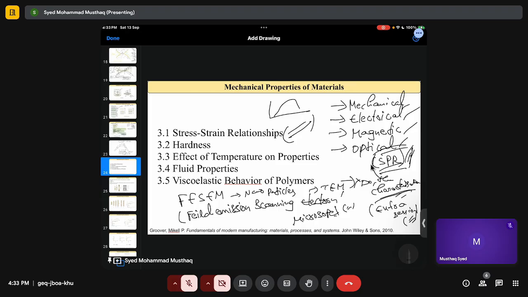Okay. So what is the ductility? What is the fracture toughness? And there are many things. Okay.